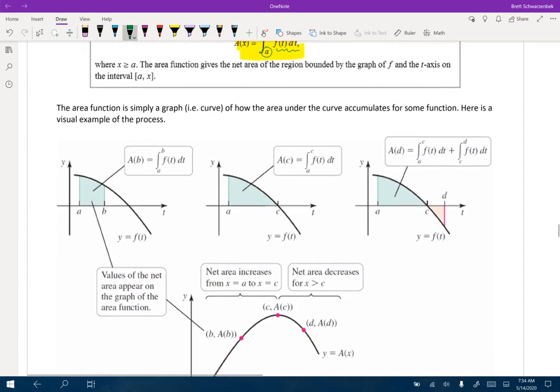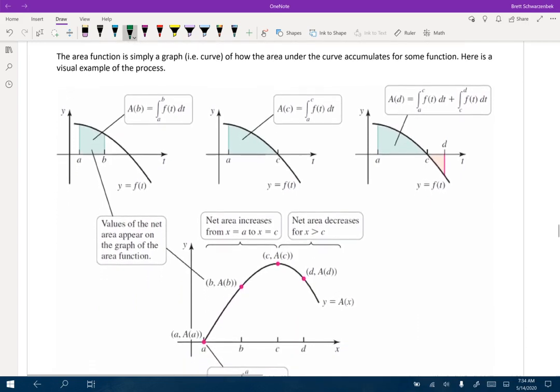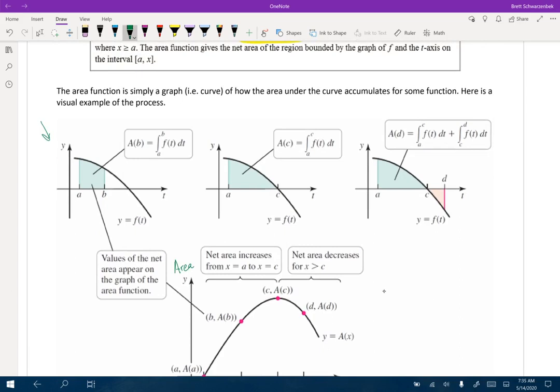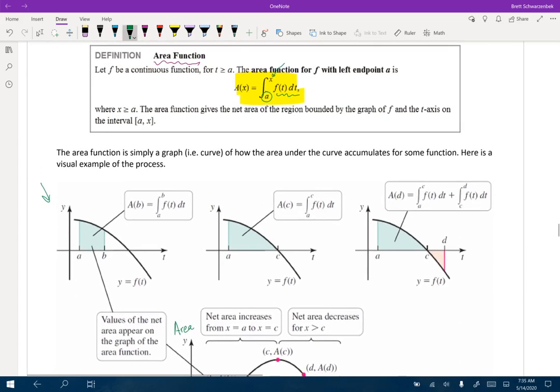I set up a little scenario down here to show you how this works. First, I have a typical XY graph where the Y represents the area accumulated, and X represents where you are on the X-axis, of course. When you look at our first graph here, we are going from A to B. So we're replacing the X. On the X-axis, we're going to the value B, which is right here.